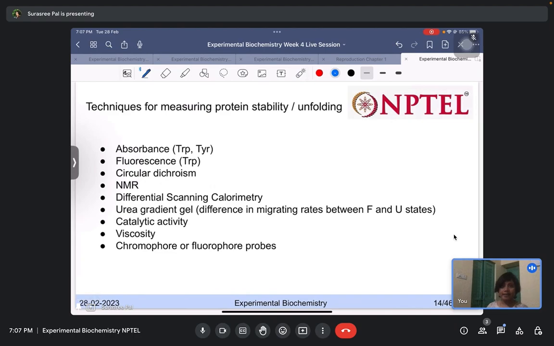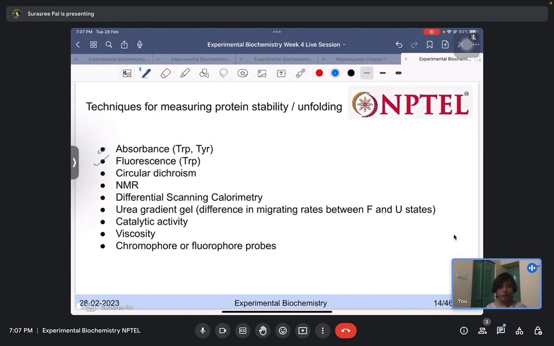Now there can be several techniques which can be used for measuring the stability of the protein, or observing the unfolding of the protein. It can be absorbance based methods, so absorbance spectroscopy, fluorescence spectroscopy. These are the things that we discussed in the previous session in the last week. So if you need to revise these, then you can go back to the week 3 video, which will be available in the course website as well as in my YouTube channel.